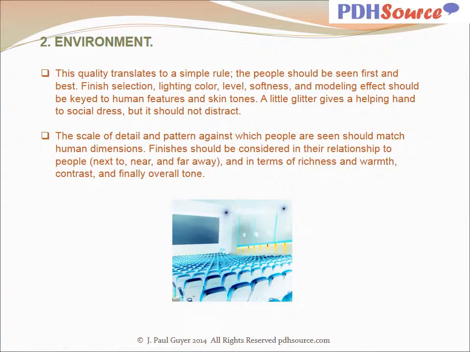Finish selection, lighting, color, level, softness, and modeling effects should be keyed to human features and skin tones. A little glitter gives a helping hand to social dress, but it should not distract. The scale of detail and pattern against which people are seen should match human dimensions. Finishes should be considered in their relationship to people, next to, near, and far away, and in terms of richness and warmth, contrast, and finally, overall tone.